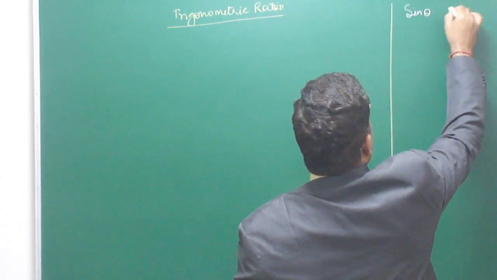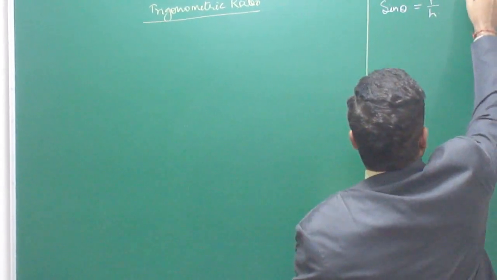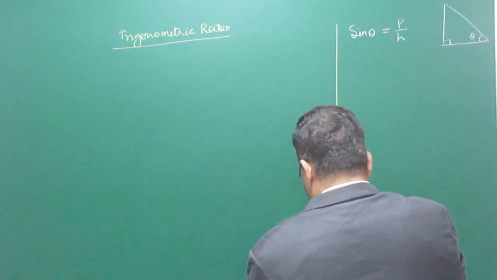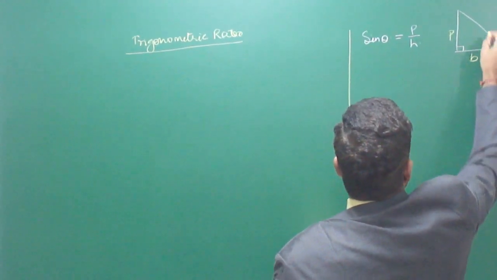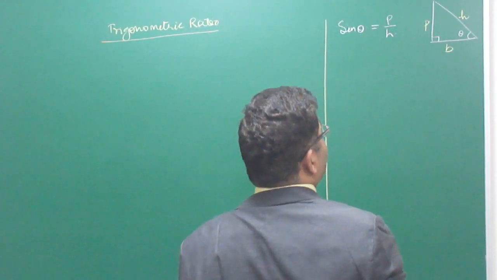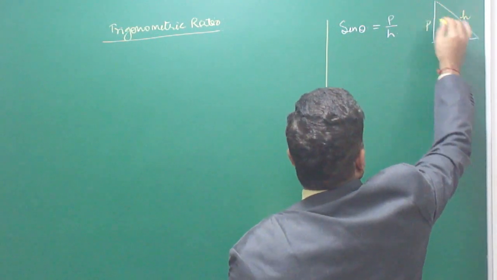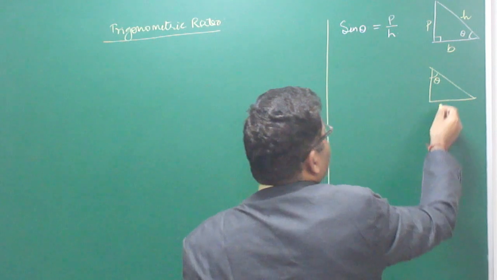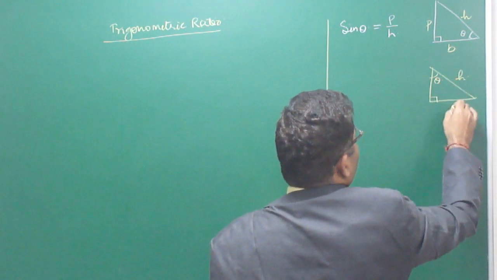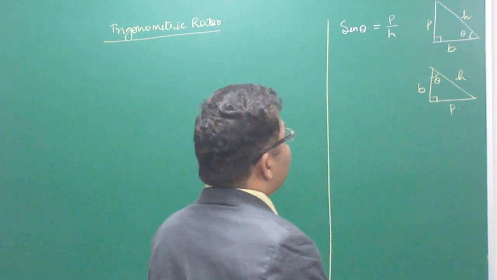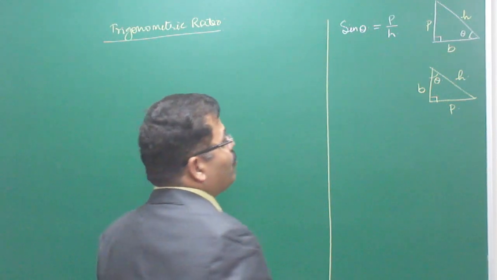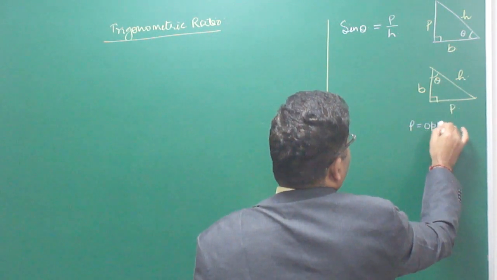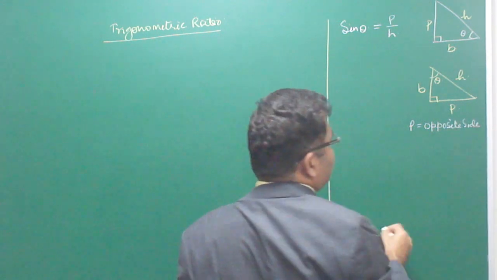Sine theta is P by H. This is a right angle triangle, and this is an acute angle, theta. That side is popularly called P, this side is called B, and this is called H. For this angle theta, this is P, this is B, and this is H. But if there is another right angle triangle where theta is here, then for that angle H will remain the same, but P will be here and B is this. It means P and B are relative sides, which depend upon the value of theta. So the side opposite to theta, that is P, is called the opposite side.